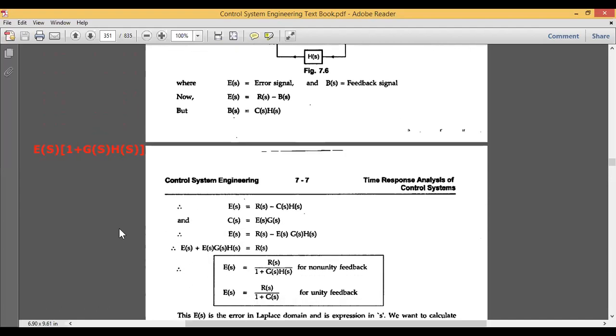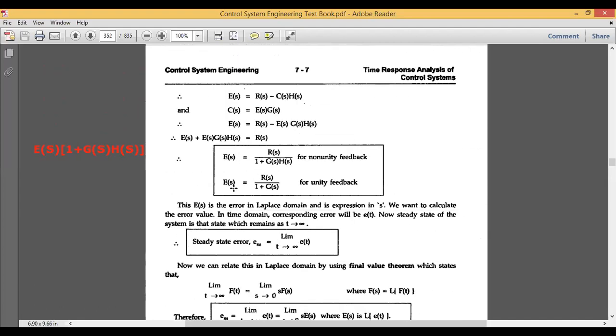So under that condition, your system's error signal is represented by R(s) divided by 1 plus G(s), and H(s) is equal to 1. So therefore, we have obtained the equation for E(s). Now, this E(s) is in the Laplace domain. That is the reason it is expressed in terms of s.